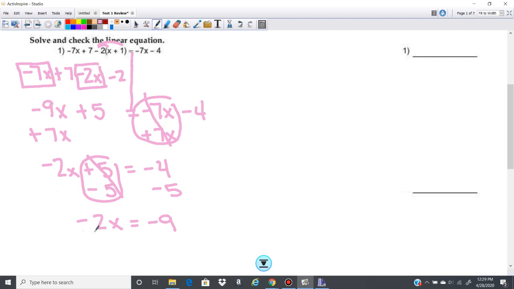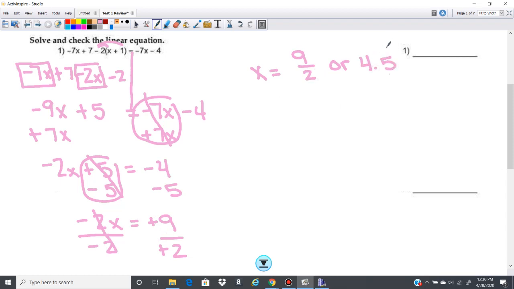And then finally, I have negative 2 times x. So I'm going to do the opposite of times, and I'm going to divide. I'm going to divide because negative 2 divided by negative 2 gives me 1, and that gives me an x all by itself. And then I have negative 9 divided by negative 2. That will give me a positive 9 over 2. Or we could say 4.5.